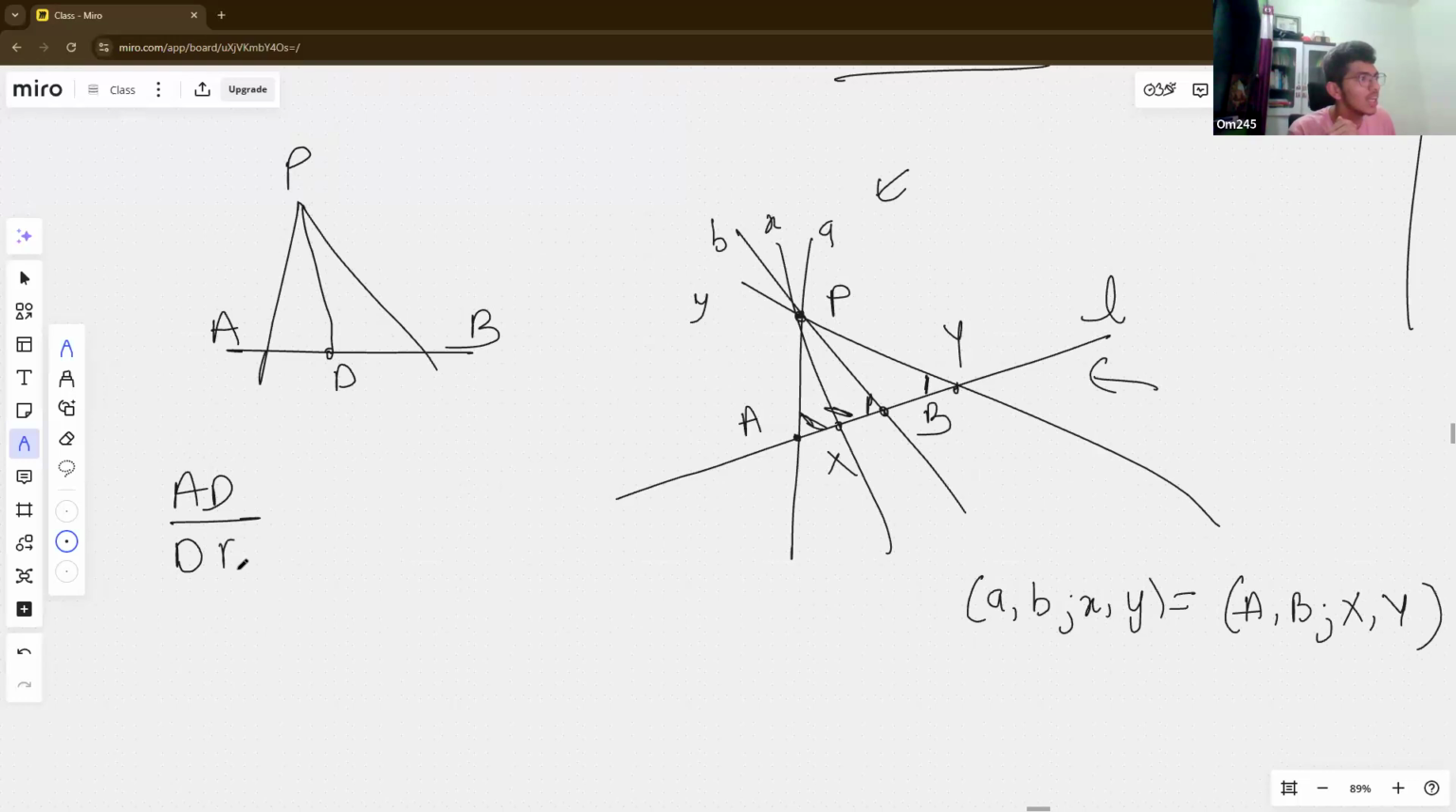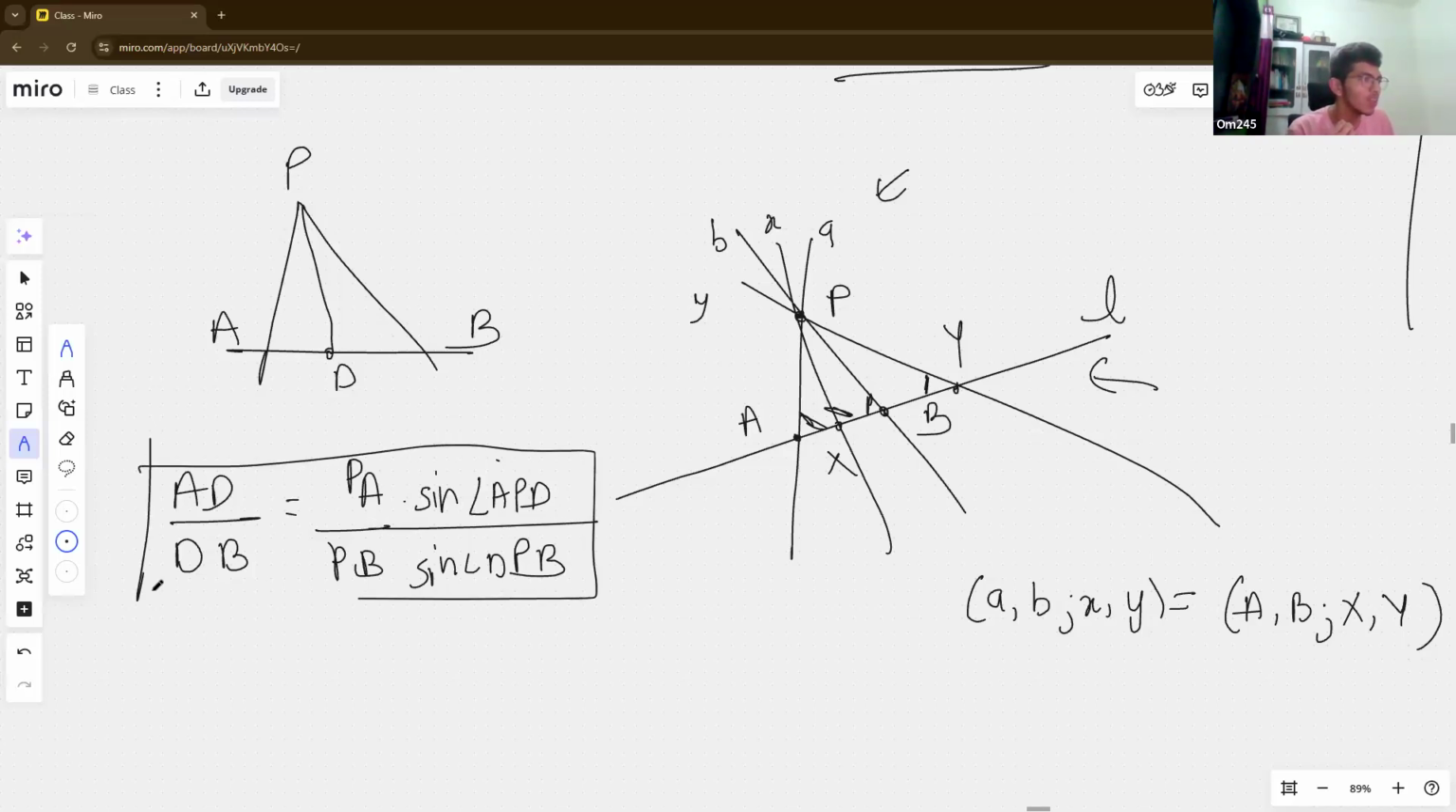Okay, yeah. So AD by DB is equal to what? PA by PB into sine of, I guess, this angle APD. I am not taking that directly, but it should be this one. This is the ratio lemma. It is proved by the sine rule, not the cosine rule. You just use this angle, and this is 180 minus that angle, and so you get this ratio lemma.